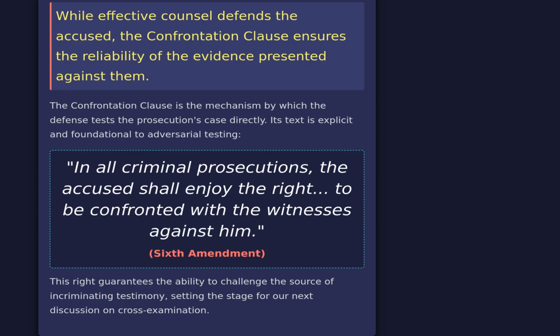It is the mechanism by which the defense tests the prosecution's case. The text of this clause is explicit. It states, "In all criminal prosecutions, the accused shall enjoy the right to be confronted with the witnesses against him." This right is not merely about having a lawyer present. It is about the defendant's direct ability, through counsel, to challenge the source of the incriminating testimony. This sets the stage for understanding how the Supreme Court interprets this vital right to confrontation moving forward.